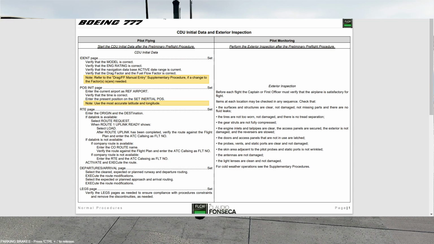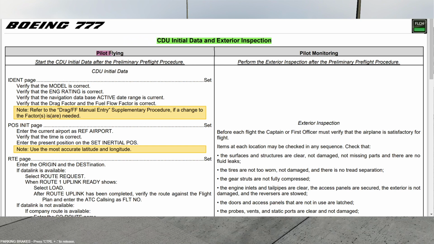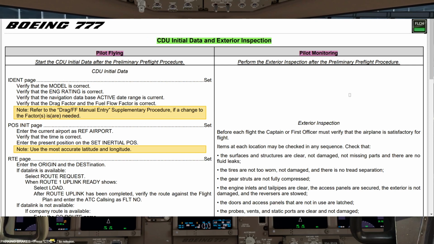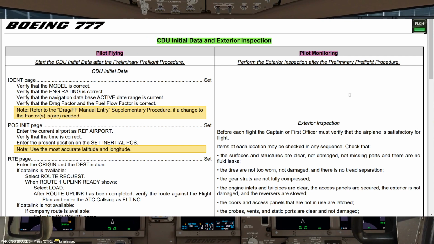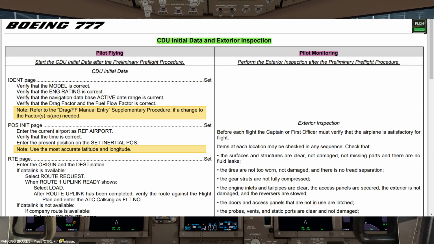A couple of things that I want you to know before we start: this procedure is divided into pilot flying and pilot monitoring. It's not captain and first officer anymore. It's the pilot that is going to fly the plane and the pilot that is going to monitor the flight. Okay, so it doesn't matter if the pilot flying is on the left or on the right seat. You have actions based on your duty in flight. So let's assume today that the captain is the pilot flying.